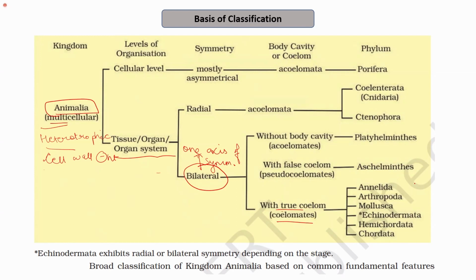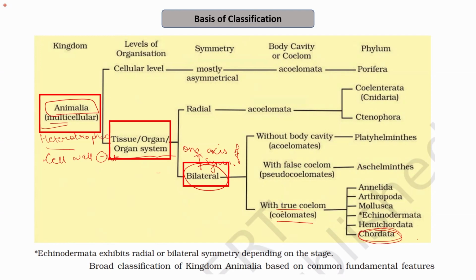So we have already dealt with annelids, arthropods, mollusks, echinoderms and hemichordata. Now we will deal with the phylum chordata. Right? So if I have to talk about the chordata, in short, chordates are the animals that belong to the phylum chordata and kingdom Animalia. They have an organ system level of organization. They have a bilateral symmetry, that is a single axis of symmetry that can divide the complete organism into two equal halves or into two identical halves.